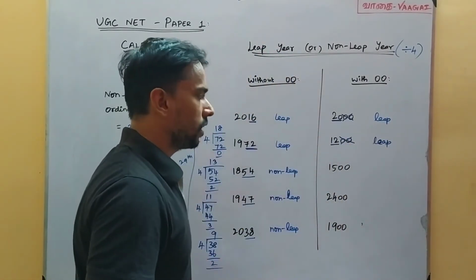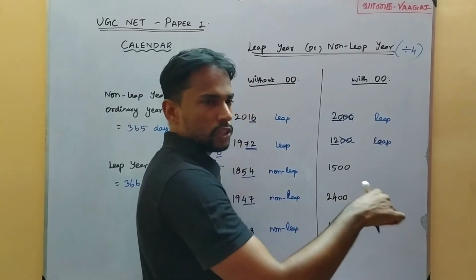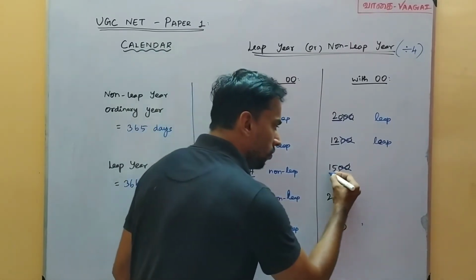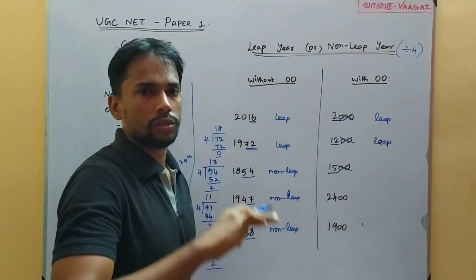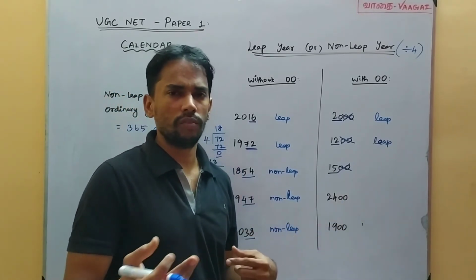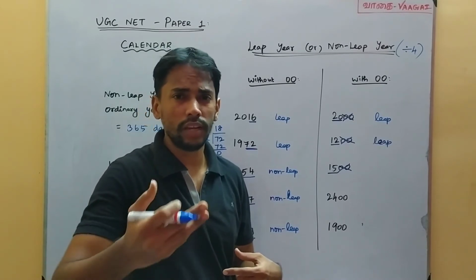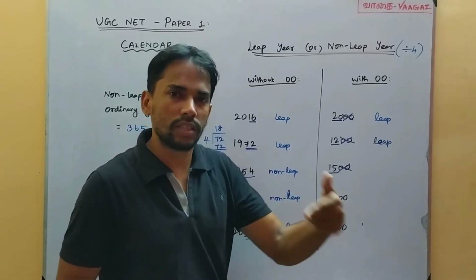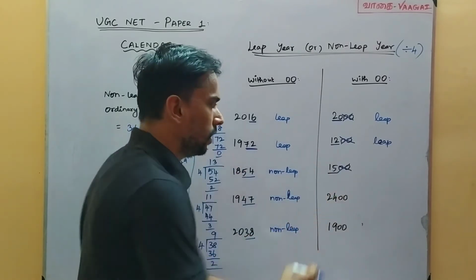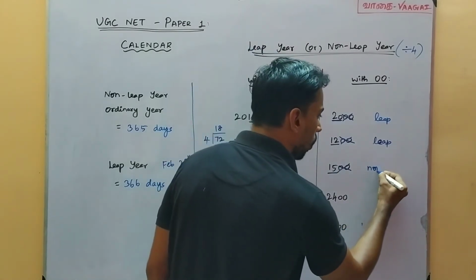Okay. Let's go quickly. 1500. Again ending with double zero. So just remove the two zeros and see the number 15. Only that 15. Now check whether 15 is divisible by 4 or not. 15 is a very small number, so very easily we can verify that. 4 3s are 12, 4 4s are 16. So 15 is not divisible by 4. That means this year 1500 is again a non-leap year.